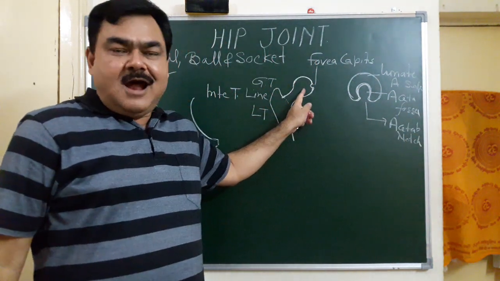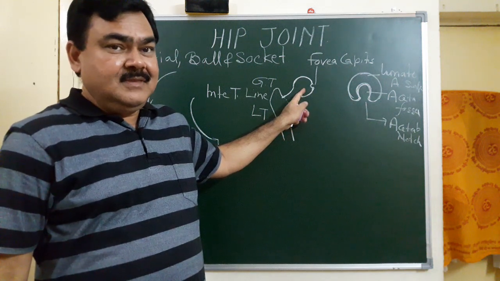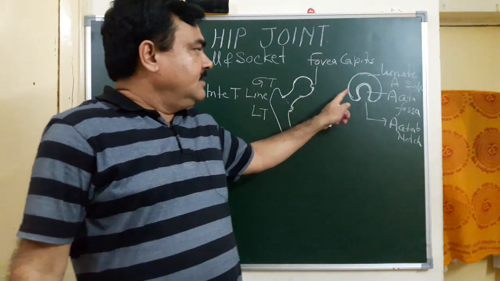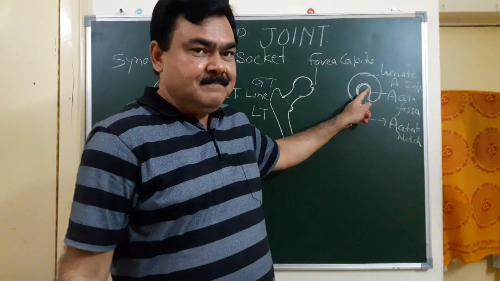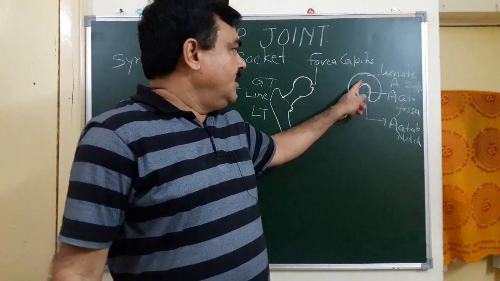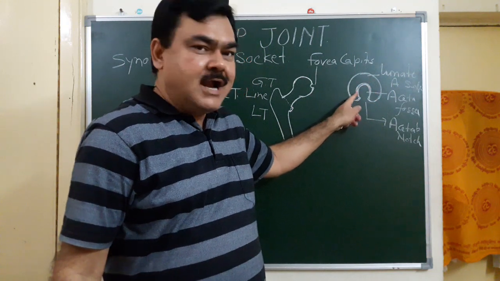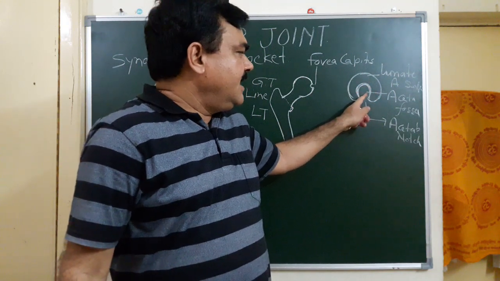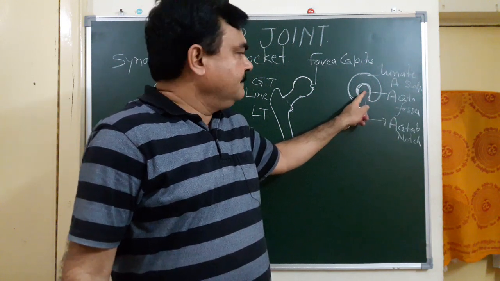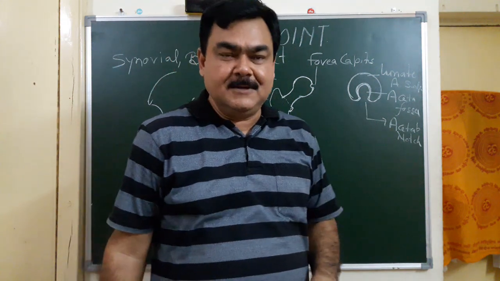So this is the lateral articular surface, which is formed by the head of the femur, which has a fovea. This is the medial articular surface formed by the acetabulum, which has the horseshoe-shaped lunate articular surface. Here is a depression known as the acetabular fossa, and here is a notch known as the acetabular notch.